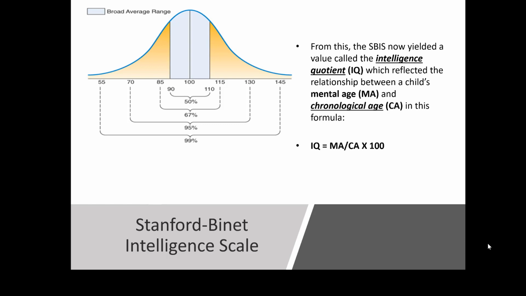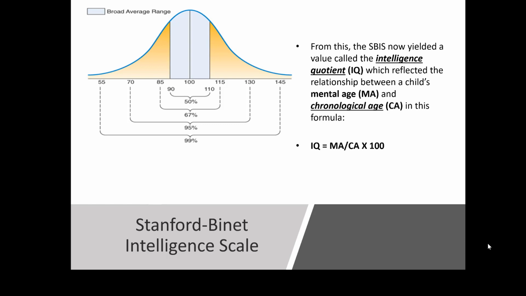Wechsler determined that the average range for any individual should be between 90 and 110 points. This is the range where the IQ scores of 50% of the population would fall. Anything above 110 indicated an above average level of intelligence, whereas anything below 90 indicated a below average level of intelligence.